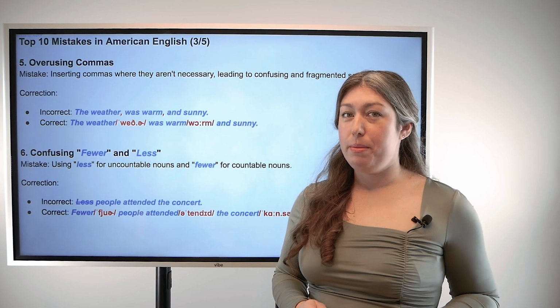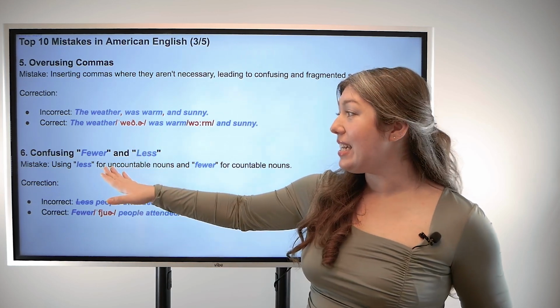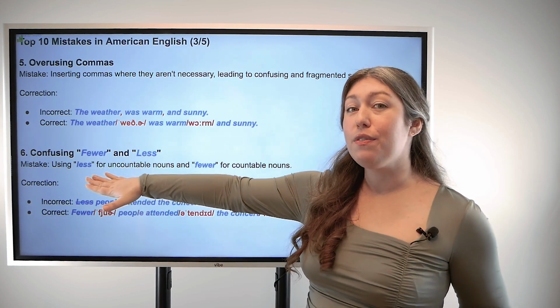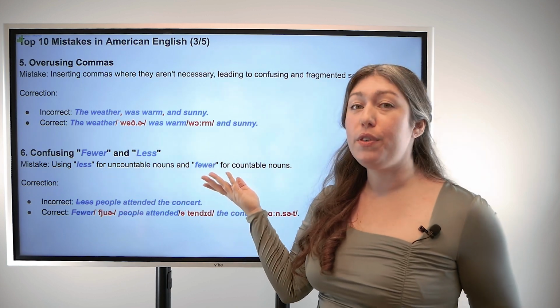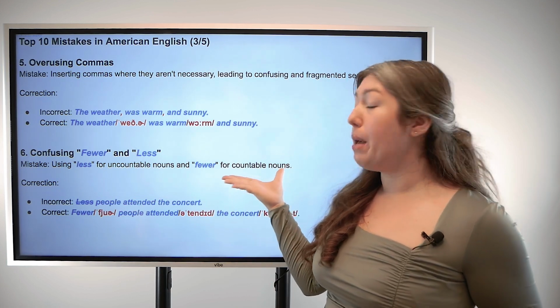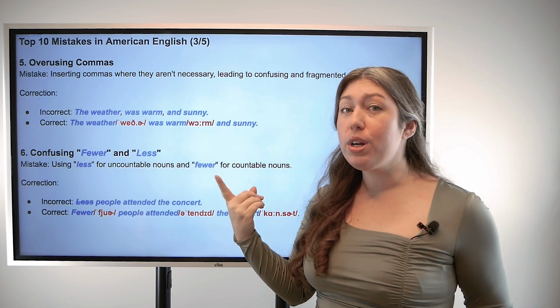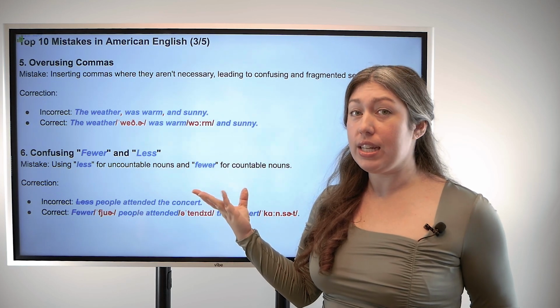Now the next most common mistake is confusing less and fewer. We use less for uncountable nouns and we use fewer for countable nouns. For example, people, we can count people. One person, two people, three people, for example.